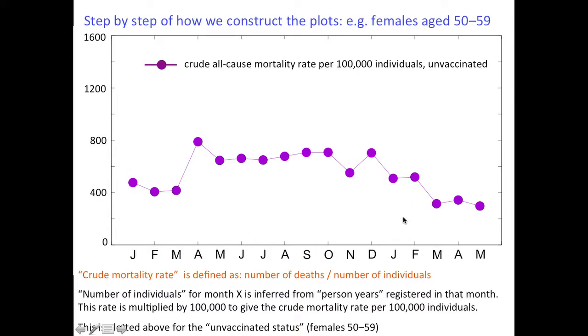Now, this is slightly different to what the ONS calculates. They calculate something called the age standardized mortality rate. We can't actually calculate that from the raw data ourselves because we don't have enough detail in that raw data. The reason that we want to calculate crude mortality rate is because when we look at vaccination status, we want to group together recent dose and not recent dose. And because we don't have enough raw data to do age standardization, we have to do this crude mortality rate.